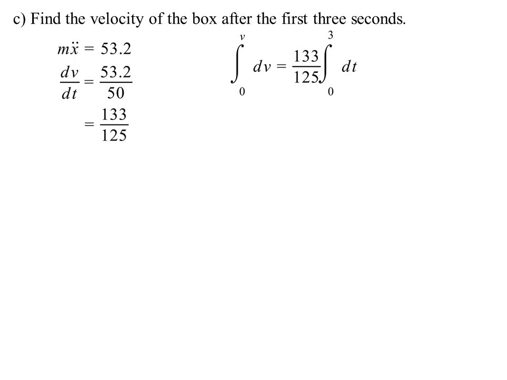We know initially the velocity is 0. We want to know after when time is 3. Do some integration, and we get our result. It's 3.2 meters per second.